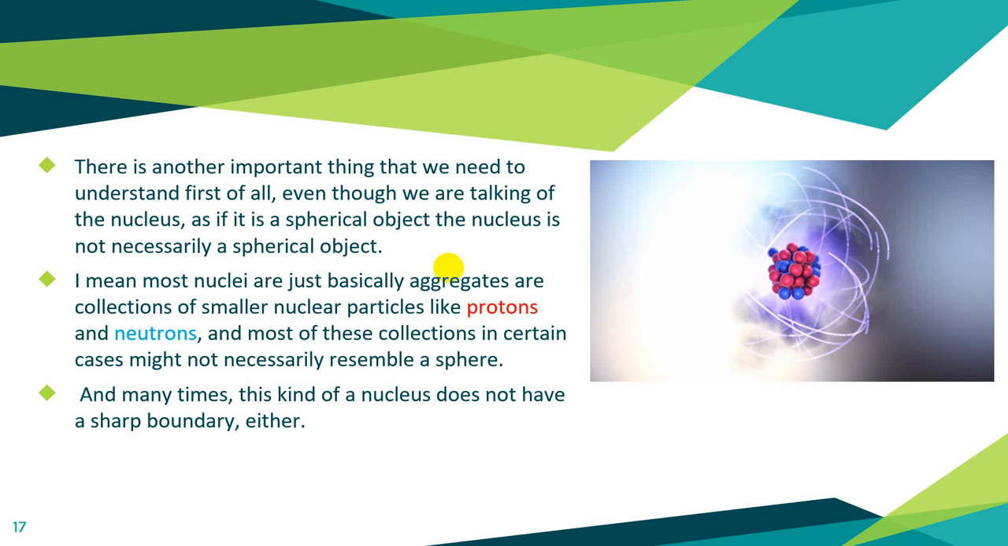There is another important thing that we need to understand. Even though we are talking of a nucleus as if it is a spherical object, the nucleus is not necessarily spherical. Most nuclei are basically aggregates or collections of smaller nuclear particles like protons and neutrons, and in certain cases this collection does not necessarily make the shape of a sphere. And many times this kind of nucleus does not have a sharp boundary either.